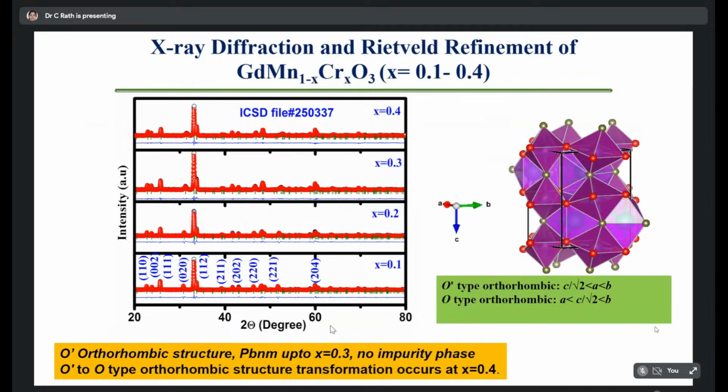So this is the feature which we have already discussed. There is an O prime type orthorhombic structure up to x equal to 0.3, and an O prime to O type orthorhombic structure transformation occurs when x equals 0.4. This is for chromium doping.